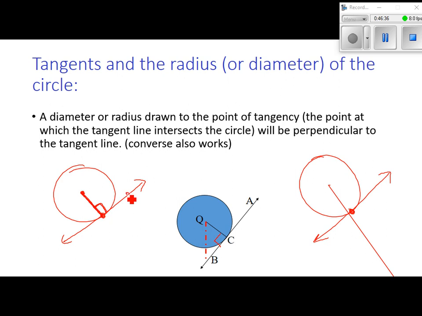If that's the case, if we have some other point out here, now we can form a right triangle, we can use the trig stuff, we can use Pythagorean's theorem, and so on. So a diameter or radius drawn to the point of tangency of a tangent line will always be perpendicular. It will always form a right angle. And the converse of that says if we have this and it forms a right angle there, then we know that this is a tangent line.